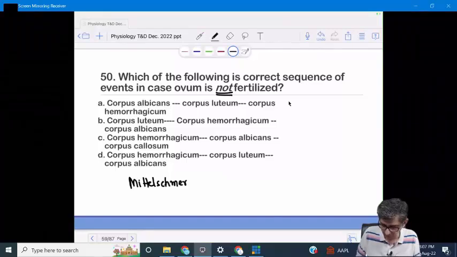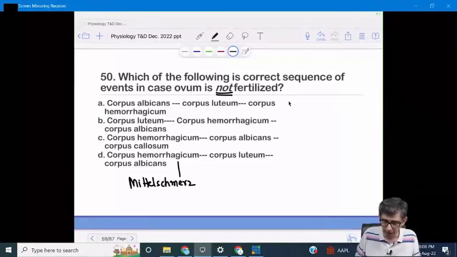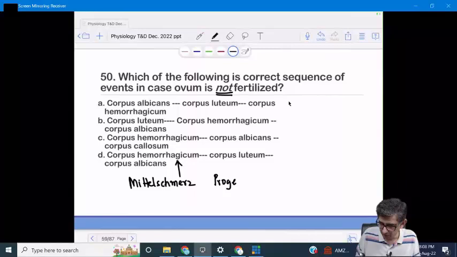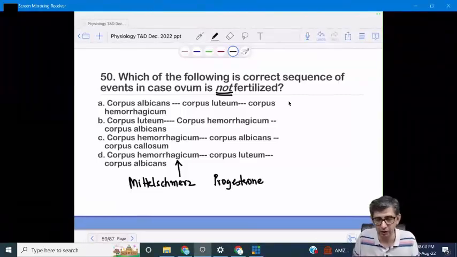Mittelschmerz would mean that the lady will be having mid-cycle cramps because the ovum will burst over the surface of the ovary and it will escape and will then enter towards the fallopian tube. So whenever there is bleeding occurring over the surface of the ovary, the term we'll use would be corpus hemorrhagicum. Then the corpus luteum will start producing progesterone in anticipation of pregnancy, because one of the main hormones for pregnancy is progesterone. But if it does not get fertilized, then it will produce a scar, and the scar would be called corpus albicans.